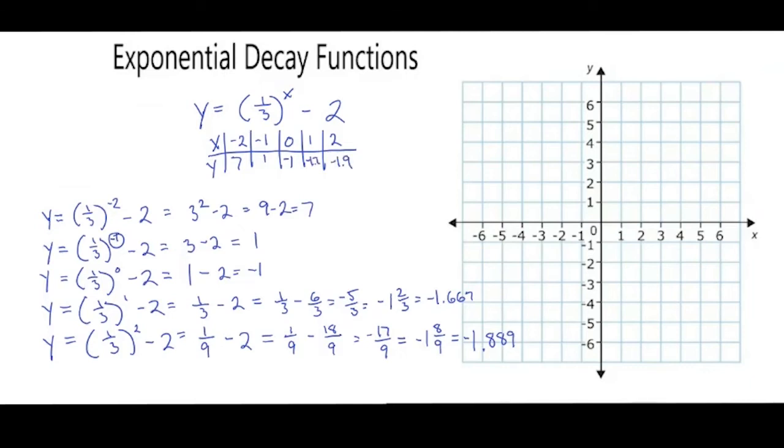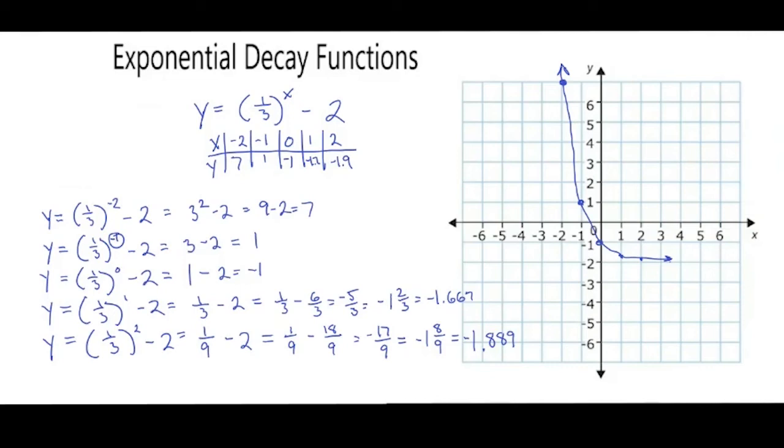So we have some x values here and some y values, so we will graph these. I have -2, 7; -1, 1; 0, -1; 1, -1.7; and 2, -1.9, which is just above the -2 there. So we will connect these with a curve. I'll put arrows on the end of my line to show that it goes on forever. And that's how you graph y equals 1/3 raised to the x power minus 2.